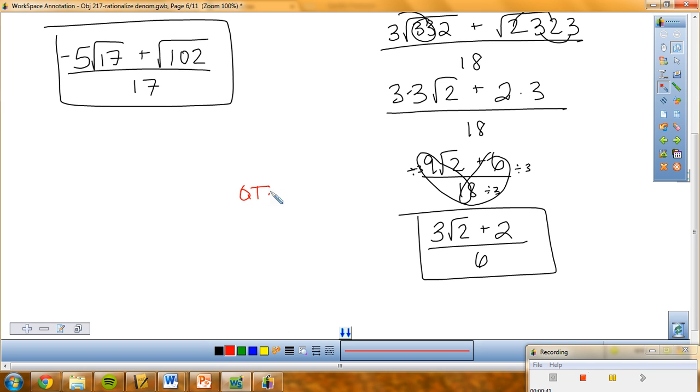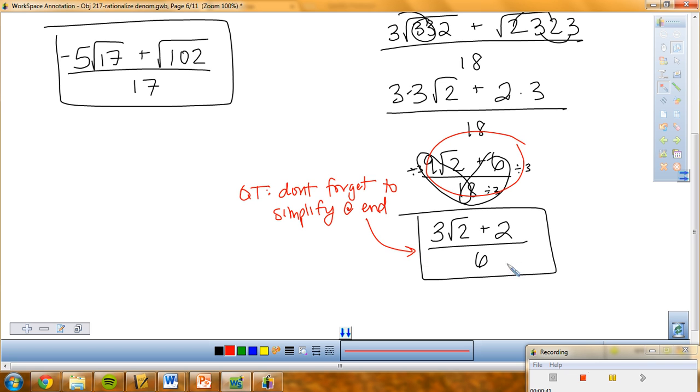Alright, so quick tip, right, don't forget to simplify at the end. Alright, a lot of times we leave this answer, and that would be incorrect. We need to simplify all the way. So double check all the time when you get to your final answer, are there any common factors that we can take out?